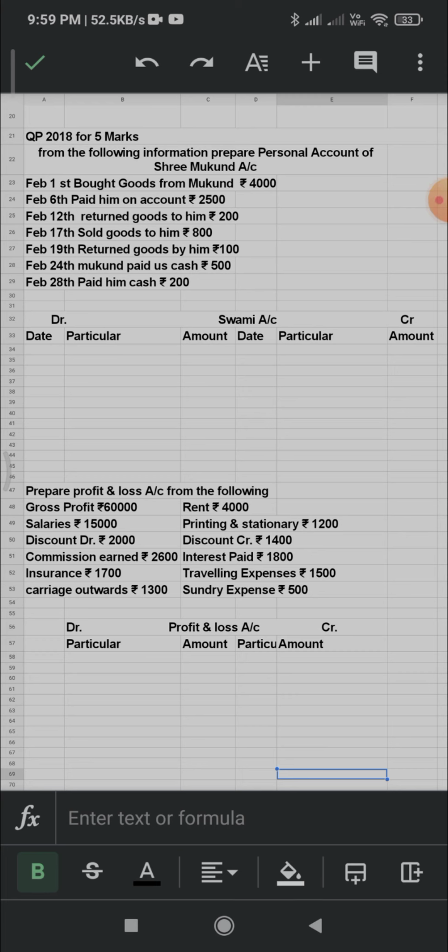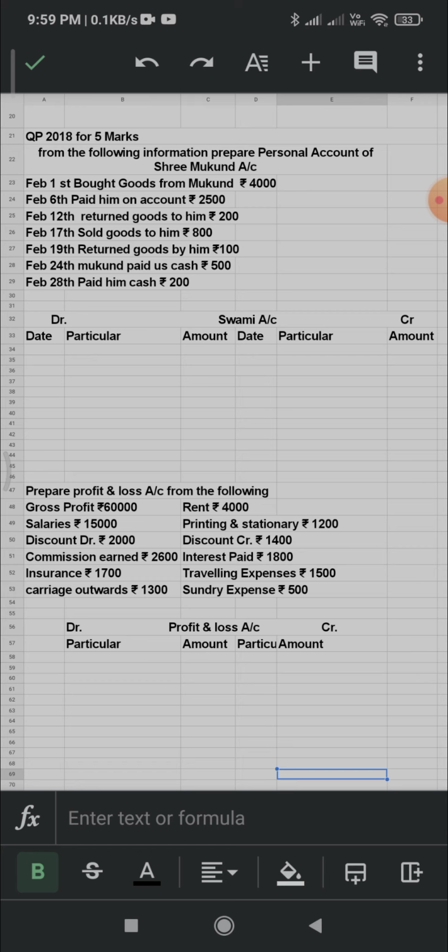Here I am taking the question paper of 2018. I am going to solve the 2018 question paper, which is given for 5 marks. What is the question? From the following information, prepare the personal account of Sri Mukund.